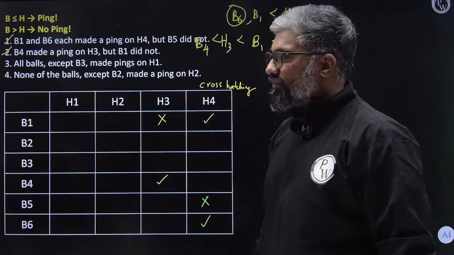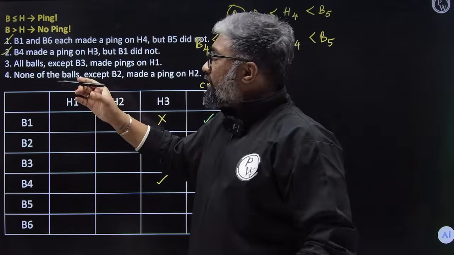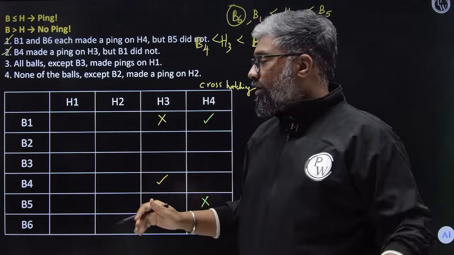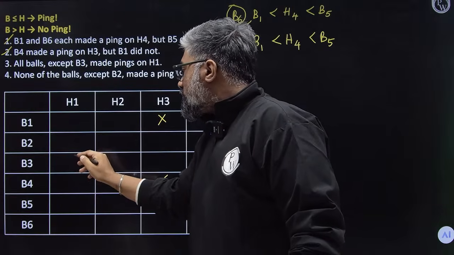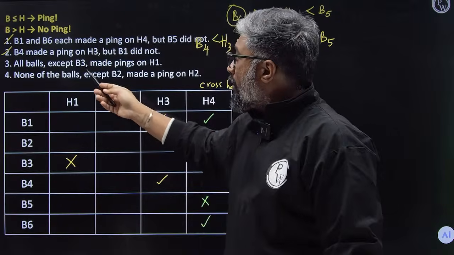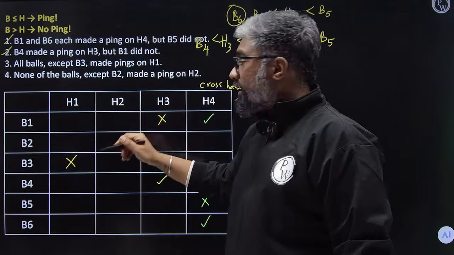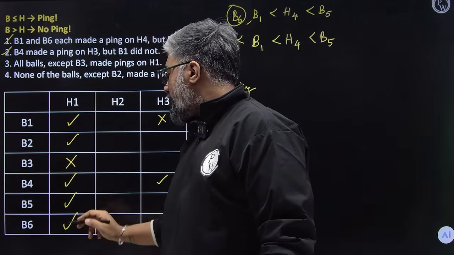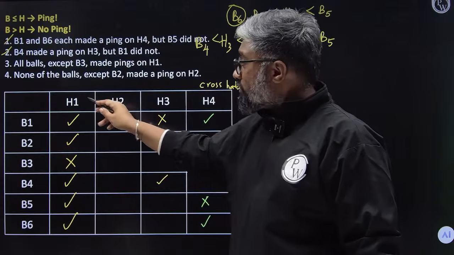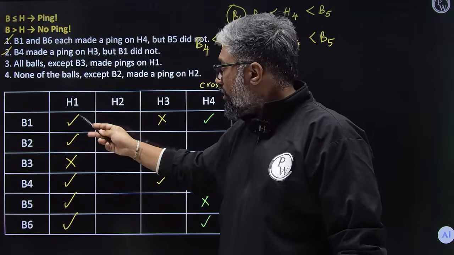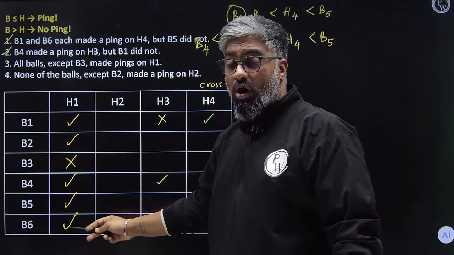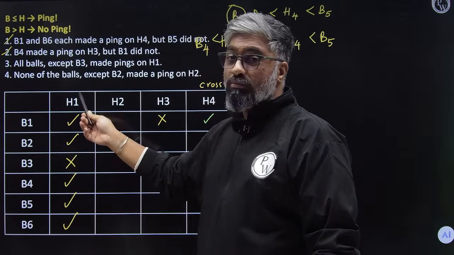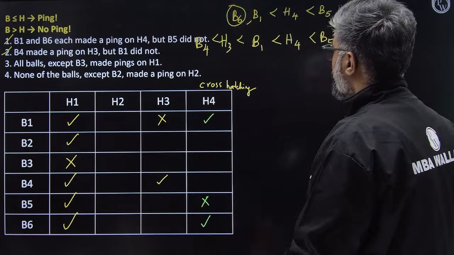Moving on. All balls except B3 made pings on H1. What does this mean? B3 did not make a ping on H1. B3, H1, there was no ping. All the other balls made pings on H1. So can I say H1 has to be bigger than all of these balls? Or these balls B1, B2, B4, B5, B6 should be smaller than H1, correct?